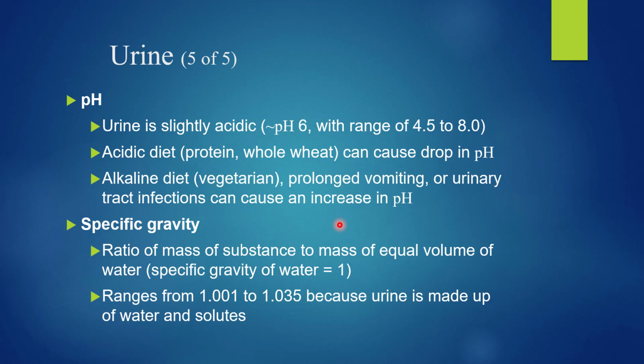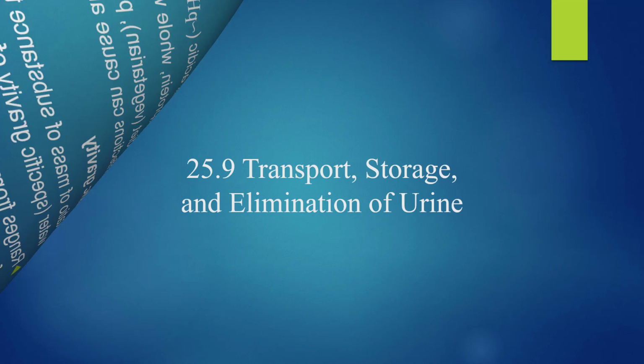The specific gravity of urine is very close to water. Water has a specific gravity of 1. So it ranges from 1.01 to 1.035, because your urine, after all, is not all water. It's made up of solutes too.